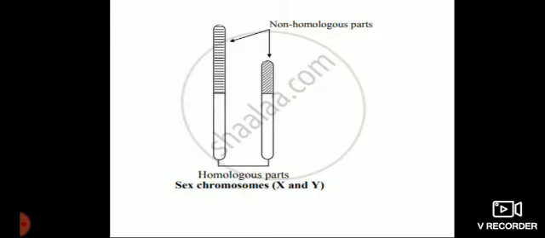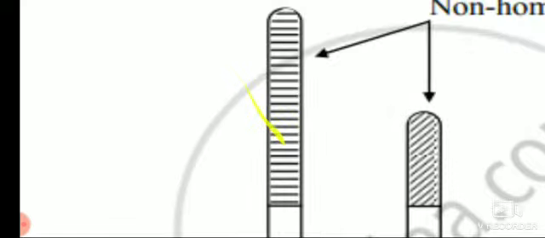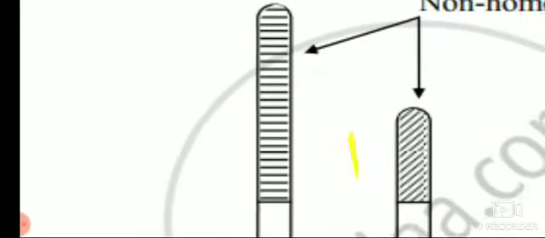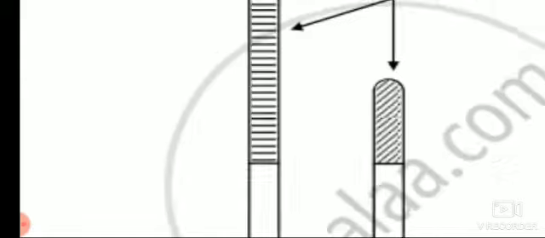See here in the picture, this is the X chromosome and this is the Y chromosome. Both have a non-homologous region and a homologous region. Homologous region means a similar sequence of genes. The X chromosome is longer than the Y chromosome. The X chromosome contains more genetic material. The Y chromosome contains less genetic material. The X chromosome has more euchromatin. The Y chromosome has more heterochromatin. The non-homologous part of the X chromosome is larger than that of the Y chromosome. XX combination, female child; XY combination, male child.